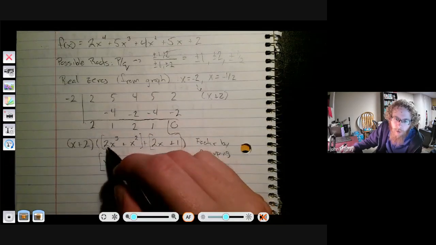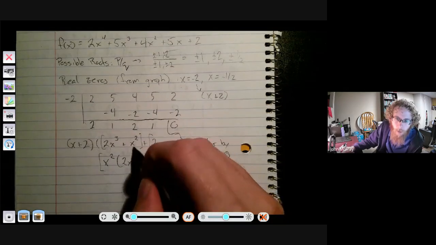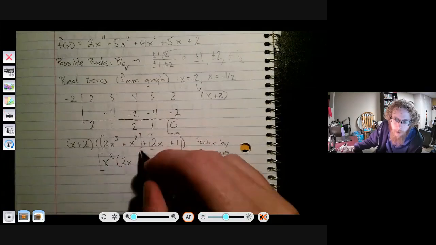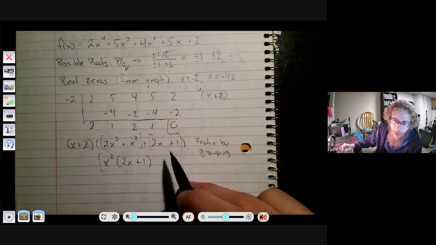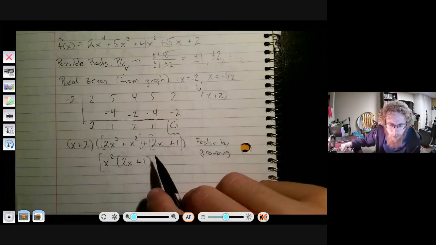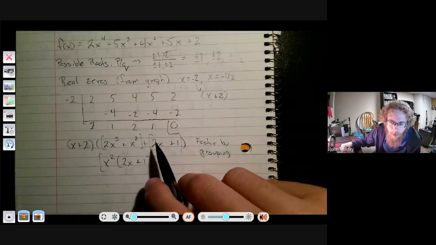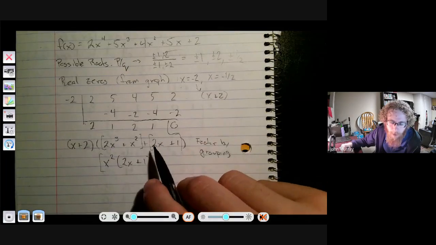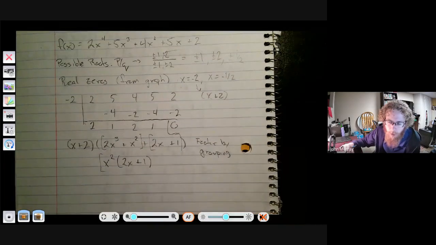What do we have left over if we pull out an x squared? 2x there. What do I have left over when I factor out an x squared? Well, that's just going to be 1. Now here, this is one of the reasons I wanted to show you this. Here, there's no common factor. There's nothing I can pull out of a 2x or a 1 without creating some weird fractions.